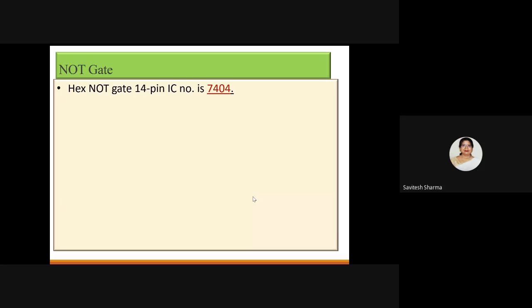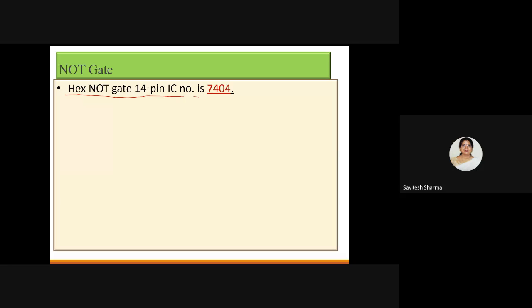So suppose you want to do the experiment in the lab, what will you need? If you want to see the NOT gate in the lab, you need to bring an IC, an integrated circuit, and the IC number is 7404. Please remember this number, 7404. It is a 14 pin IC. So the exact name of the IC is hex NOT gate 14 pin IC, and its number is 7404.